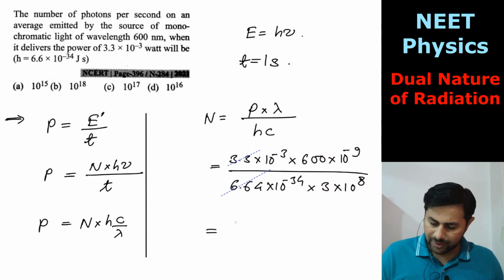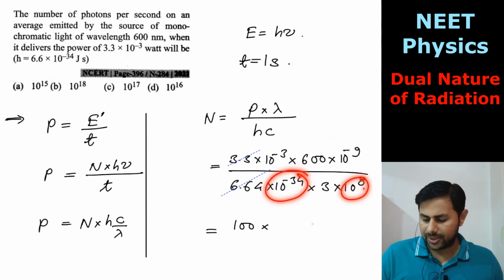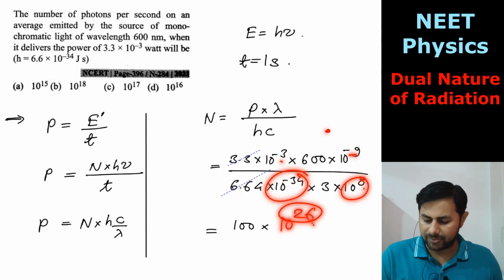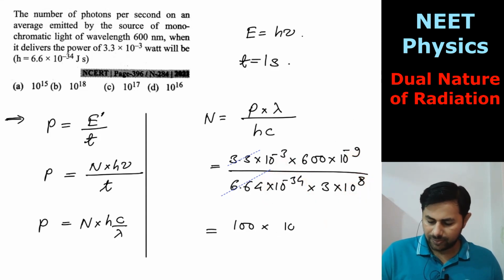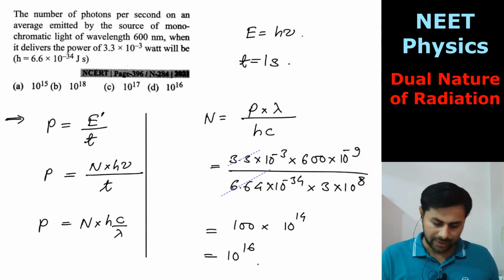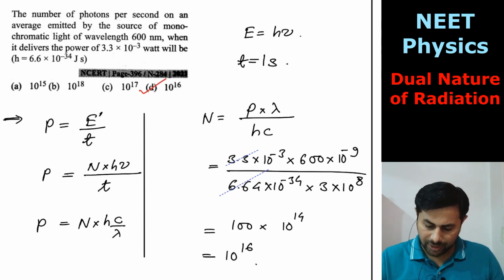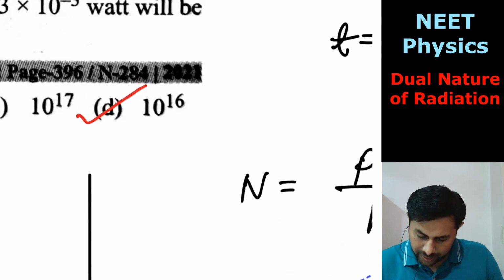So you get roughly 100 times, this is 10 raised to minus 34 plus 8 is minus 26 in the numerator, it is 10 raised to plus 26, plus 26 minus 9 minus 3, that is minus 12, 26 minus 12 is 14. Okay, that is 10 raised to 16. So the answer to this is 10 raised to 16. Right, this is clear. Okay, very simple question. This is from NEET 2022.